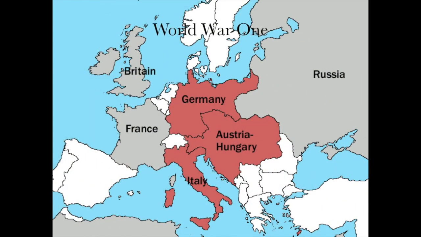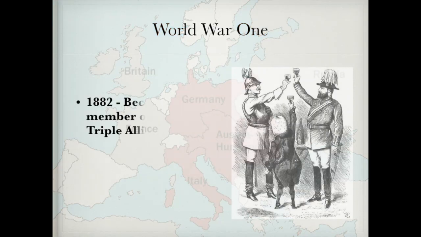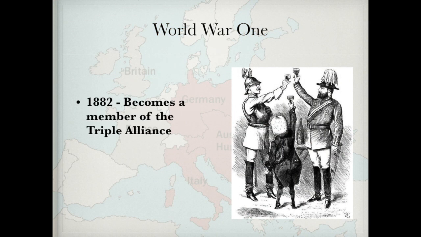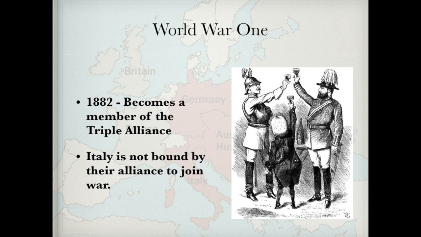So now this brings us to World War I and Italy's involvement in World War I. We know from the map here that they were allied in the Triple Alliance with Austria-Hungary and Germany. By 1882, they had allied themselves with Austria-Hungary and Germany. But as was discussed in our World War I talks, Italy is not bound by the treaty to join the war when war erupts in 1914.